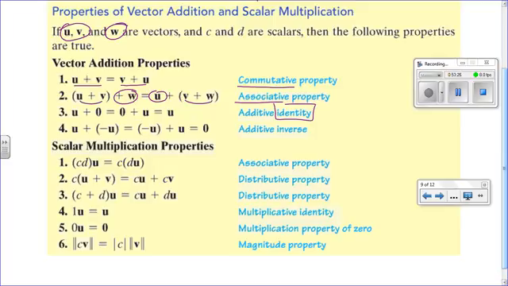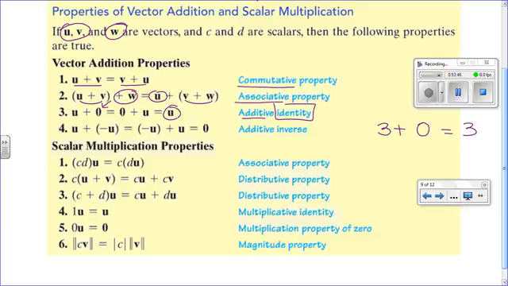The additive one. What can you add to a number and still get the same number? 0. So the number 0 is the additive identity of real numbers. But also, the 0 vector is the additive identity of vectors, meaning that if you add any vector to the 0 vector, you get the same vector.